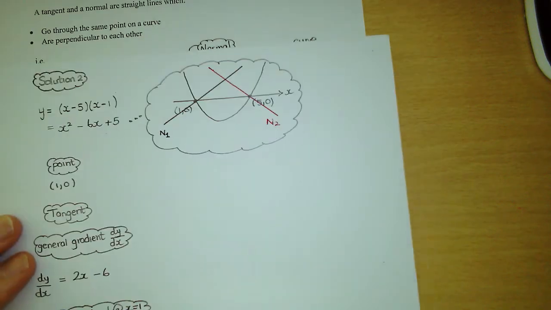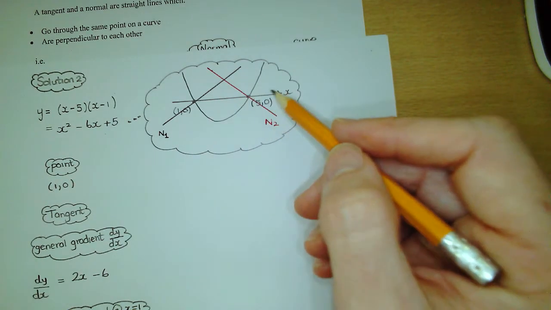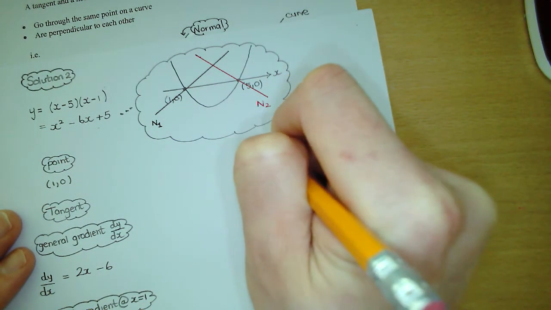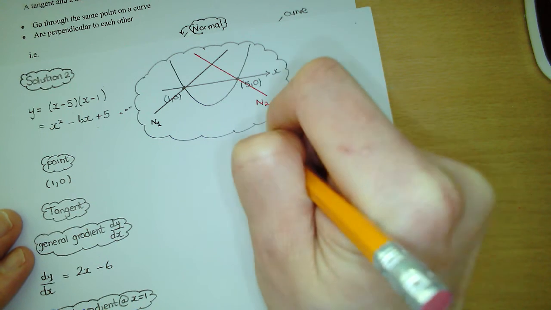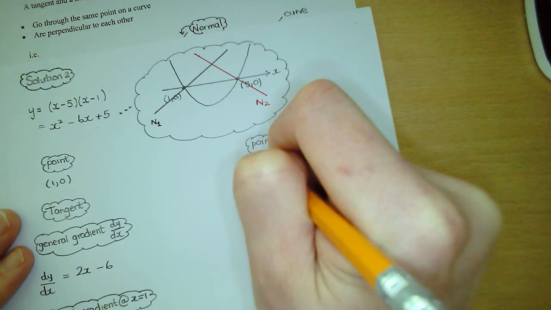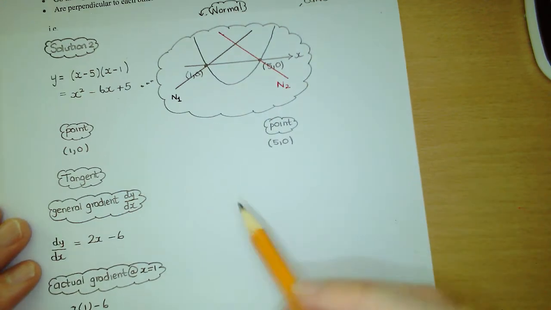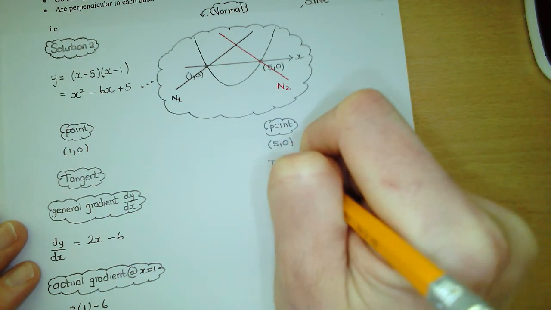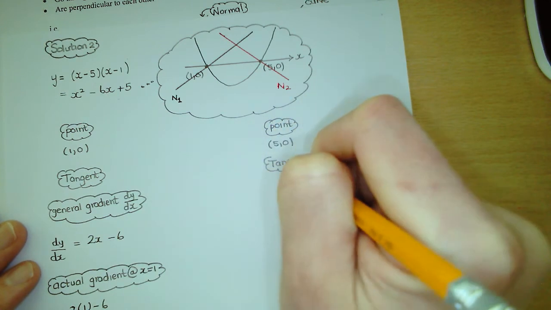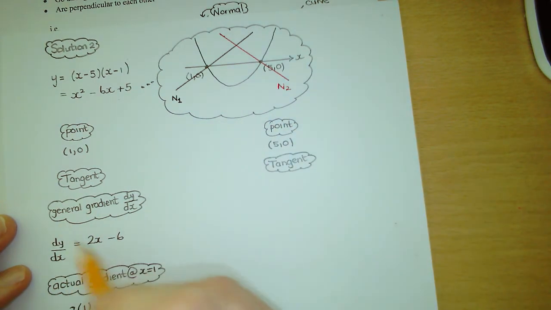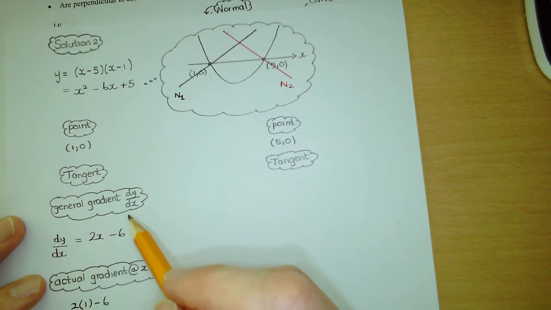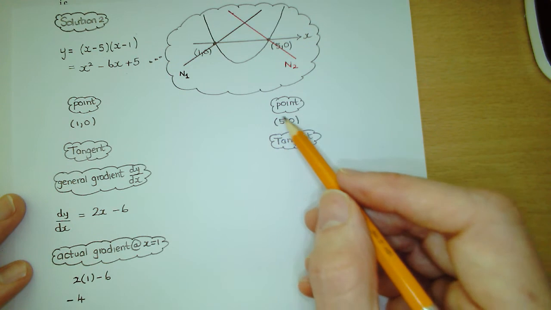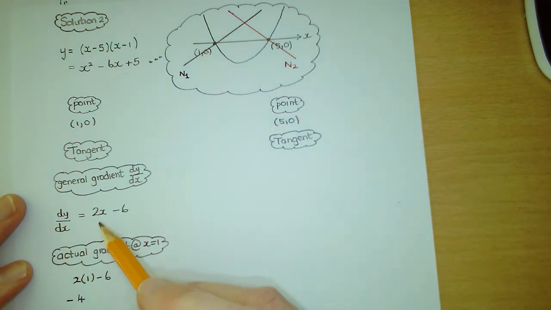We now turn our attention to normal n2. So that's now relevant to the point 5, 0. So again, I'm going to start with the point 5, 0. And again, we're going to work with the tangent first. You have to get the gradient of the tangent at that point before you can work out the gradient of the normal. Now, some good news. We don't need to get the general gradient of the tangent. We've already worked that out. So we're now working out the actual gradient of the tangent at 5, 0. So we're now putting the x-coordinate of 5 into the general gradient.